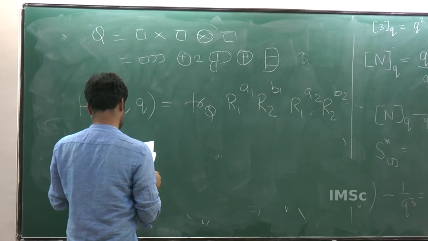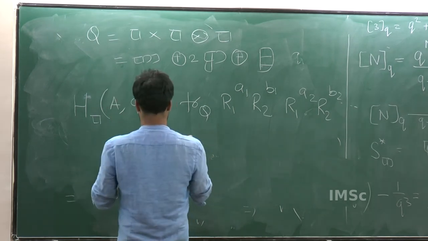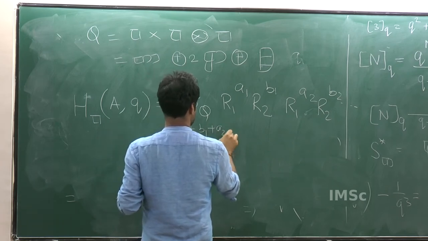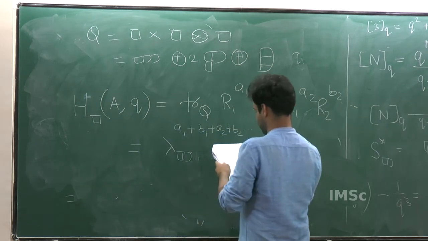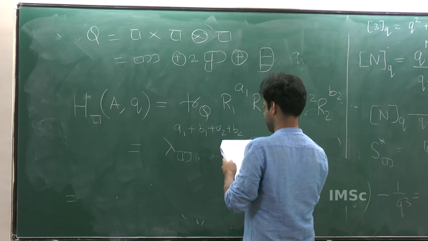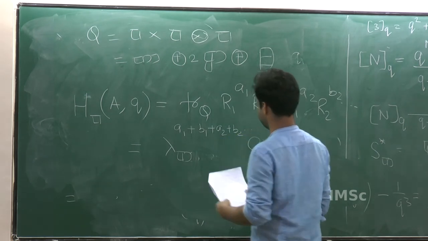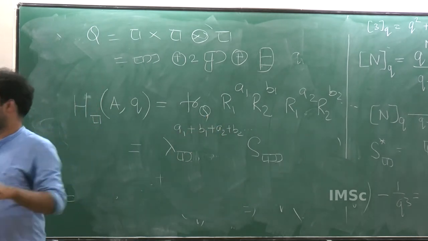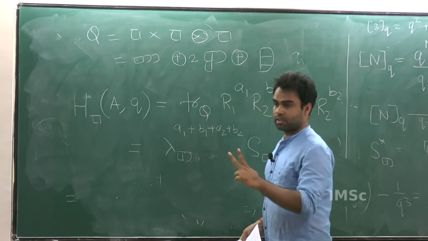And you will get just, so let me write the formula. So lambda symmetric to the power of A1 plus B1 plus A2 plus B2 and so on, times this. So this is because R1 will only depend upon this fundamental cross fundamental. So this is symmetric or anti-symmetric. So the eigenvalue only depends upon R1 cross R2. Is this clear?